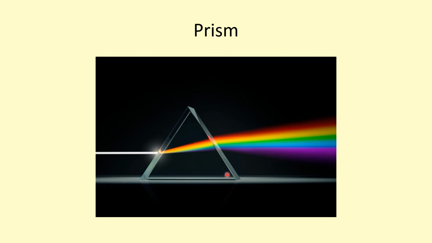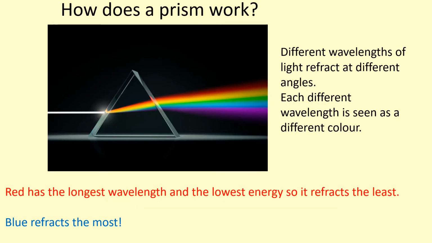But in science, generally when we're talking about a prism we mean a triangular prism like this. Okay, so this is what happens. Red has the longest wavelength and the lowest energy, so it refracts the least, and then blue has the shortest wavelength and the highest energy, so it refracts the most. But all you really need to know is that a prism separates out the different colours of light, and that each wavelength is seen as a different colour.